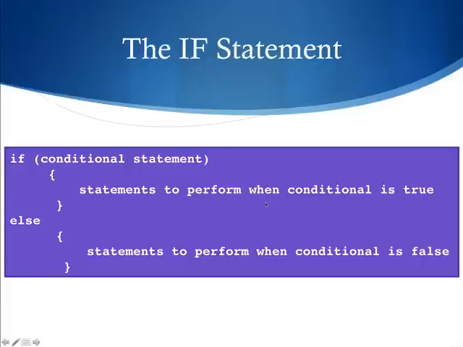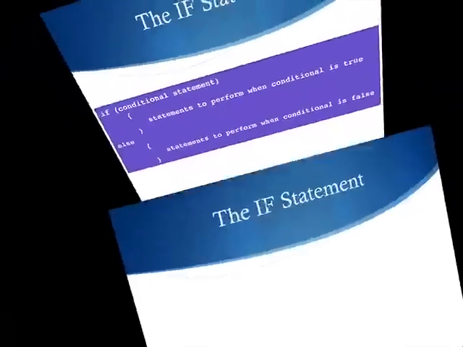Then you will see the else keyword, and another set of curly brackets that come after the else. That contains the code to be executed if that Boolean statement, that conditional statement, is false. If it evaluates to false, then the curly brackets that come after the else are going to be executed. If it's true, then the curly brackets that come after the if statement are going to be executed.